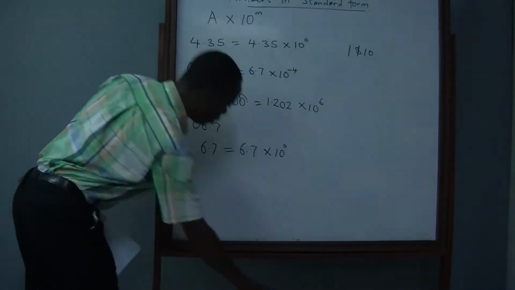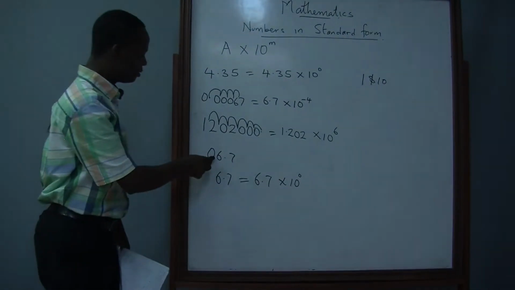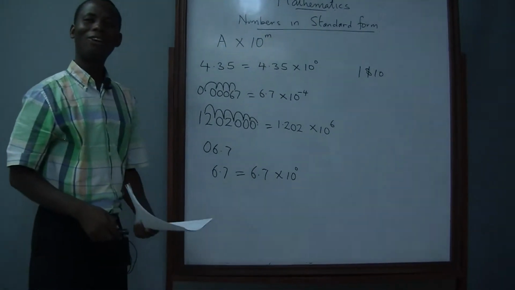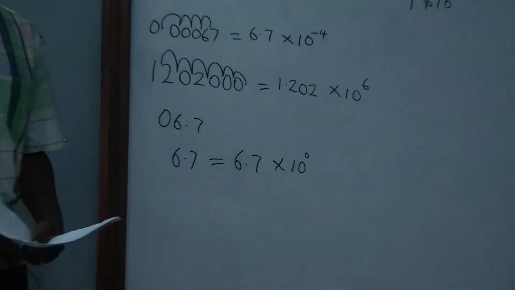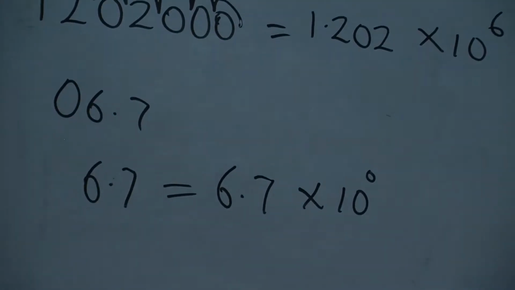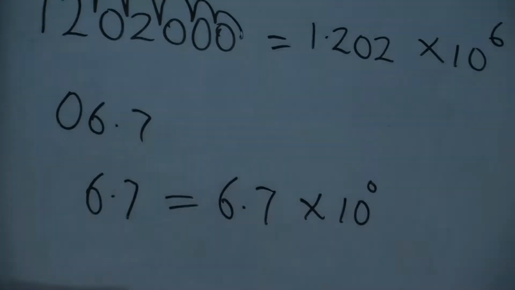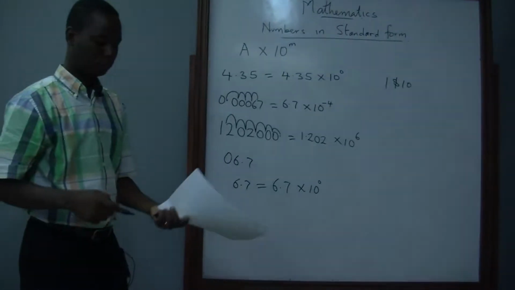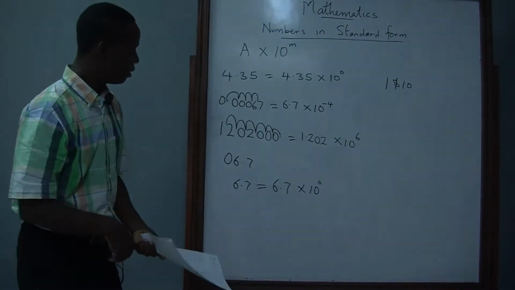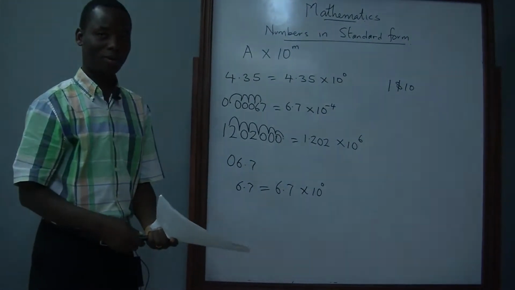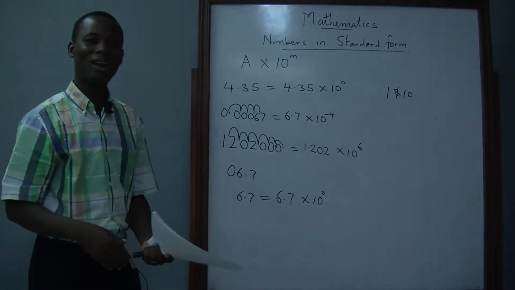Now the second one. 06.7. Why is 06.7 not greater than 10? Why is it less than 10? Now, why is it less than 10? When we look at it, okay, why is 06.7 not less than 1?